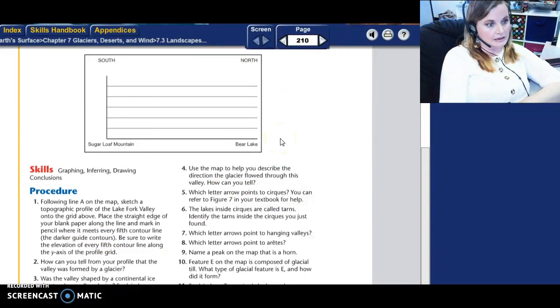And let's see, the lakes inside cirques are called tarns, which we just talked about, so we'll skip that one. So which letter points to a hanging valley?